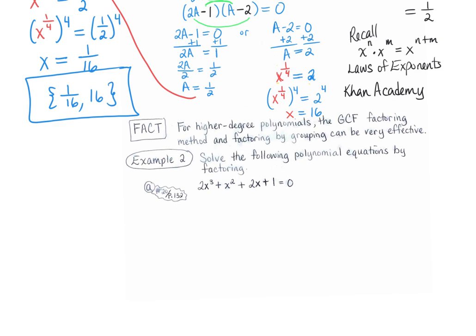So a fact. For higher degree polynomials, when I say GCF, greatest common factor, the greatest common factor factoring method, GCF means what? Yes, greatest common factor. For higher degree polynomials, the greatest common factor factoring method and factoring by grouping can be very effective. So we're going to try that here. We're going to solve the following polynomial equations by factoring. So we have 2x cubed plus x squared plus 2x plus 1 equals 0. Let's try to factor by grouping.